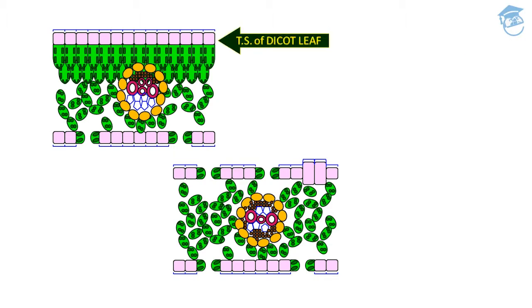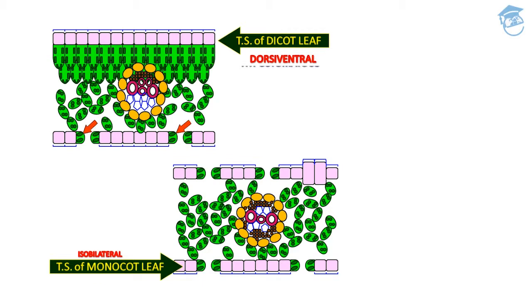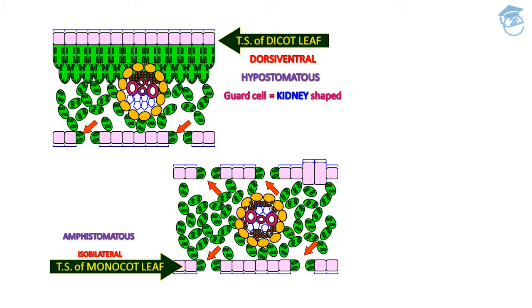Now let's see the anatomical difference between the two types of the leaf. See, this is the transverse section of dicot leaf, this is the transverse section of monocot leaf. So this is dorsiventral, this is called as isobilateral. Dicot leaf has hypostomatous, that means it has substomatal chamber only on one side, whereas in monocot leaf, it is present on both the sides, that's why it is called as amphistomatous. The guard cells, as you can see, these are the guard cells, they are kidney shaped, and in case of monocot leaf, it is dumbbell shaped.